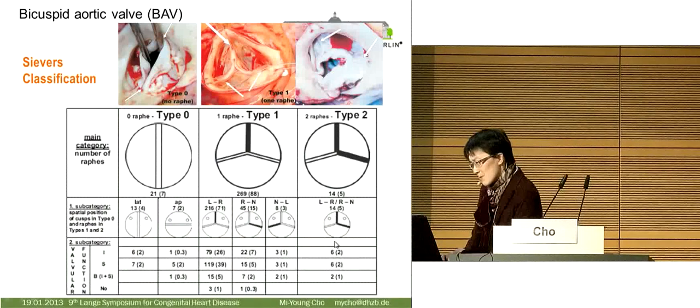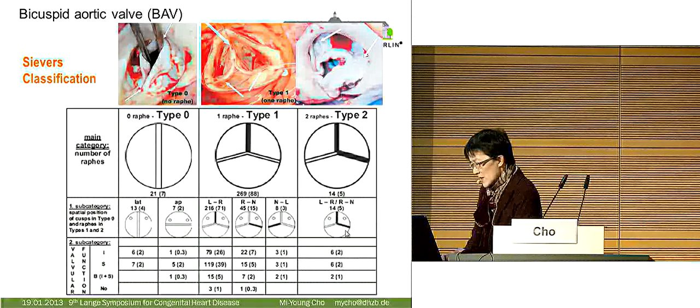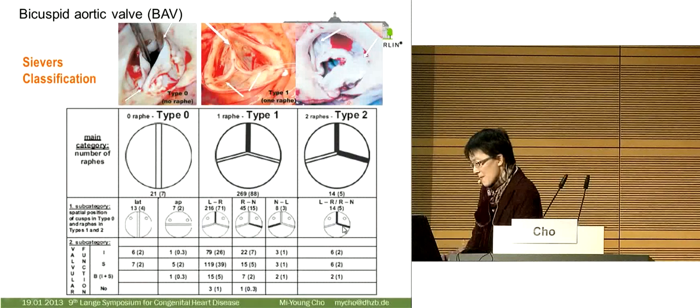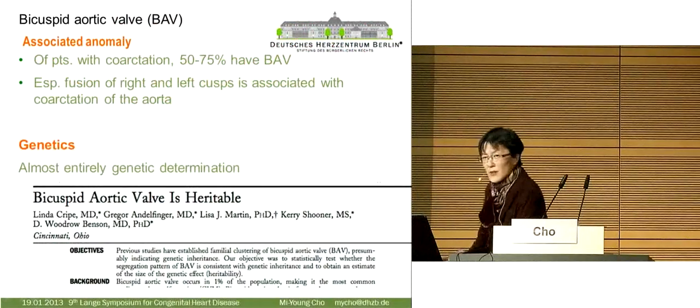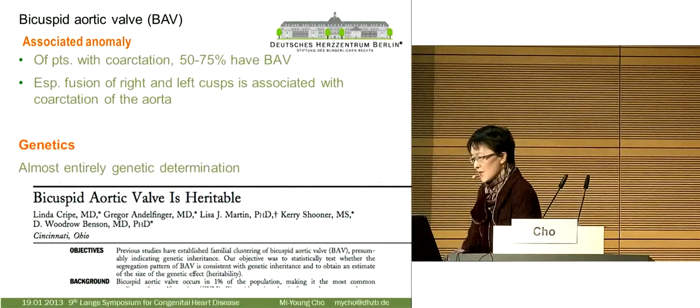Also very rare, and this is mostly patients, I think, where we see the neonatal age, this may also be critical aortic stenosis, where you have these two raphes and nearly just a unileaflet cusp. And there are a lot of associated anomalies, but coarctation is the most common, and nearly 50 to 75% of patients with coarctation also present with the bicuspid aortic valve. And especially, again, the fusion of the right and left cusp.